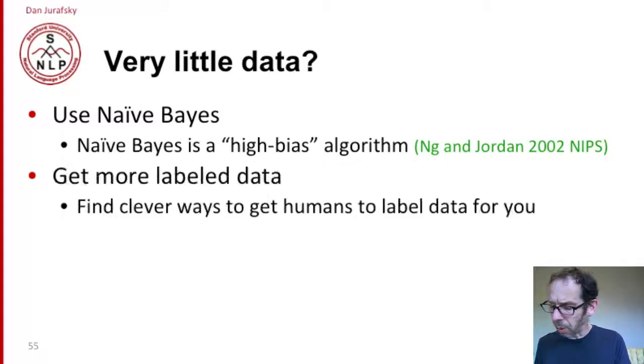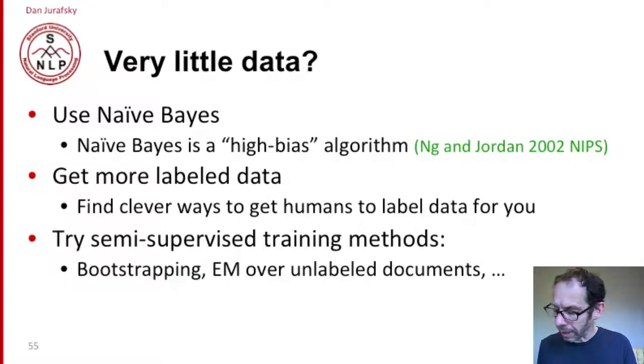So that's the advantage of naive Bayes. But it's also important to get more data. And you can often find clever ways to get humans to label data for you. And that's an important thing. If you don't have enough data, get more data. There are also various ways that we're not going to talk about so much in this class of semi-supervised training. Find some way to use a small amount of data to help train a larger amount of data, and that's called bootstrapping.